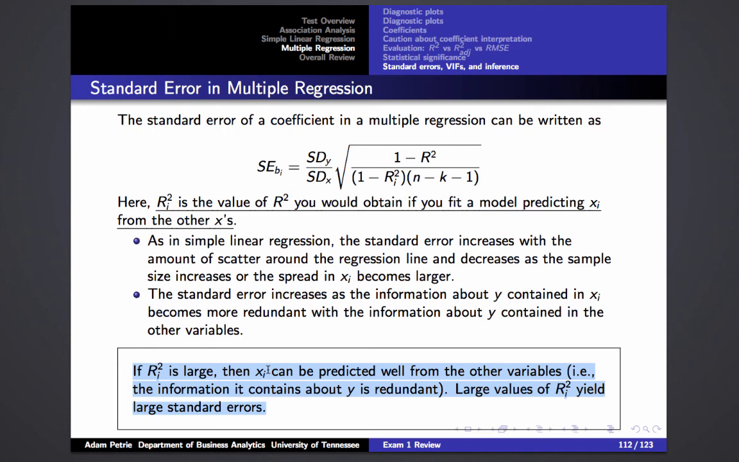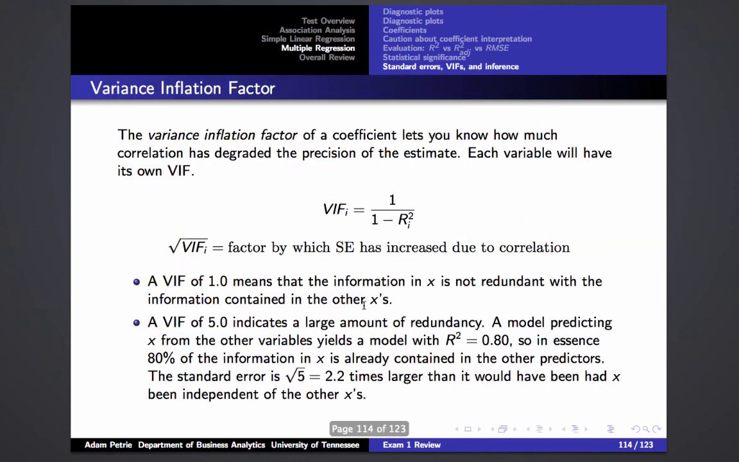Everything's changing at once, so it's hard to tell what would happen between two groups of individuals who are identical in all other regards, but are different in only Xi by 1 unit. Those individuals don't really exist. So the more correlation in your data set, the larger the standard errors of those coefficients are going to be.